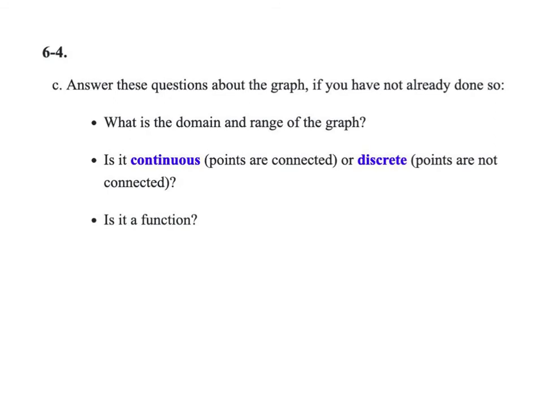So our first question says this on 6.4 part C: Answer the questions about these graphs if you have not already done so. What is the domain and range of the graph? Well, domain is basically looking for what are the x values that exist in the graph. The range is what are the y values that exist. So the domain would be that x goes from 0, and then it can just keep going on and on and on. It goes all the way to infinity, which that sideways 8 means. So it'd be 0 to infinity months.